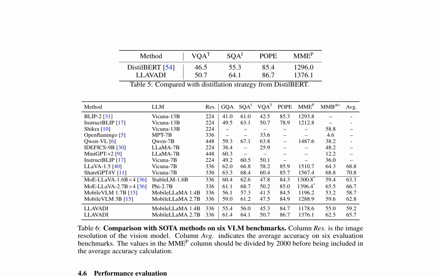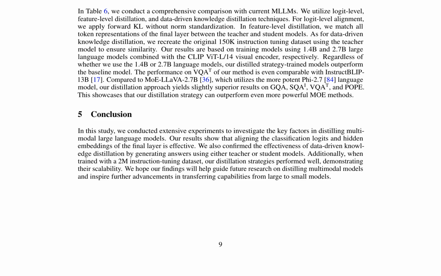The results demonstrate that their distilled models, using either 1.4b or 2.7b large language models combined with the CLIP ViT-L/14 visual encoder, outperform the baseline model. Notably, their performance on VQAT is comparable to InstructBLIP 13b, and their distillation approach yields slightly superior results on GQA, SQAI, VQAT, and POPE compared to MoE-LLaVA 2.7b.